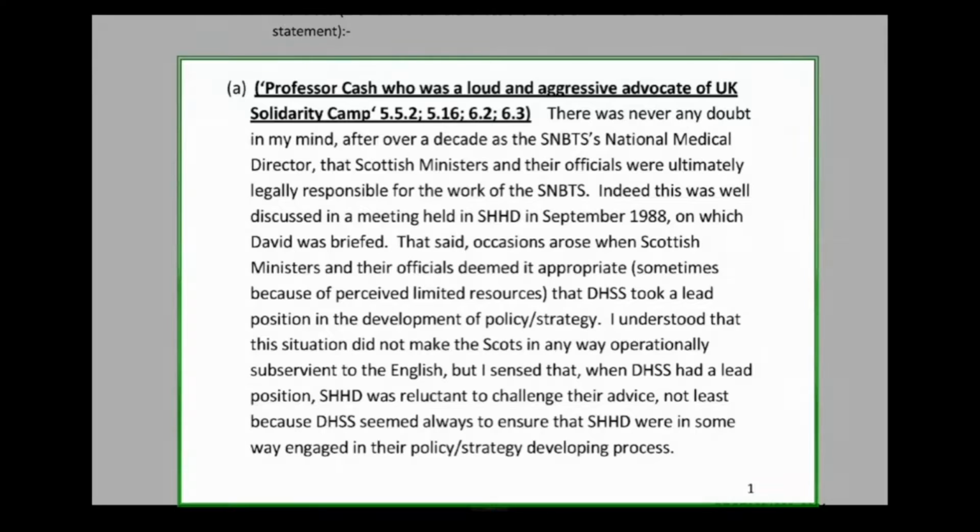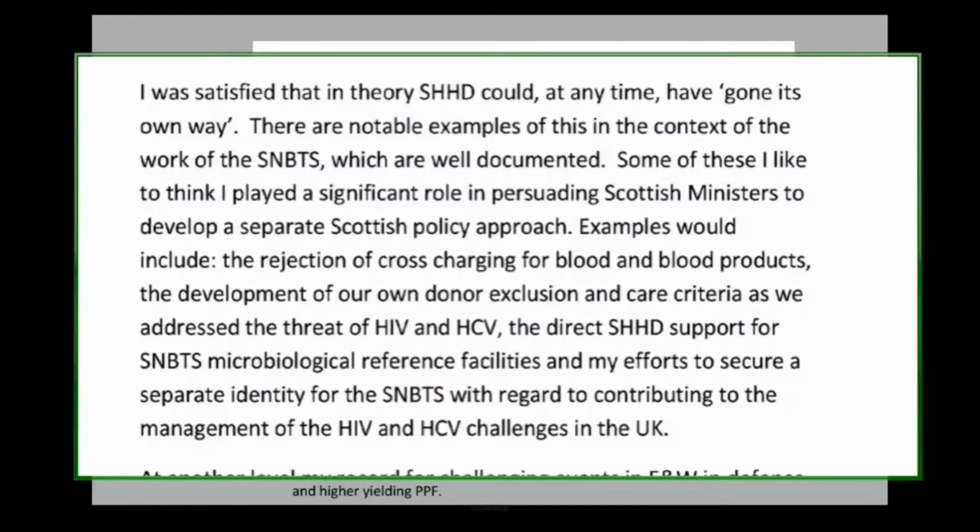I understood that this situation did not make the Scots in any way operationally subservient to the English, but I sensed that when DHSS had a lead position, SHHD was reluctant to challenge their advice, not least because DHSS seemed always to ensure that SHHD were in some way engaged in their policy/strategy developing process. And then top of the next page, he says, I was satisfied that in theory SHHD could at any time have gone its own way. And then he suggests and sets out various examples of there being a separate Scottish policy approach.